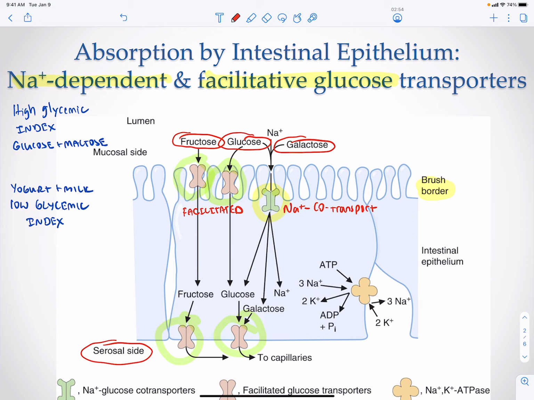And the sodium cotransporter is going to only be able to take up glucose and galactose. The facilitated transporter is only going to be taking up glucose and fructose. So what that means is galactose can only enter through the sodium cotransport, and fructose can only enter through the facilitated transport. Glucose, on the other hand, can go both routes. Now, on the other end, they're all going to leave through the facilitated.